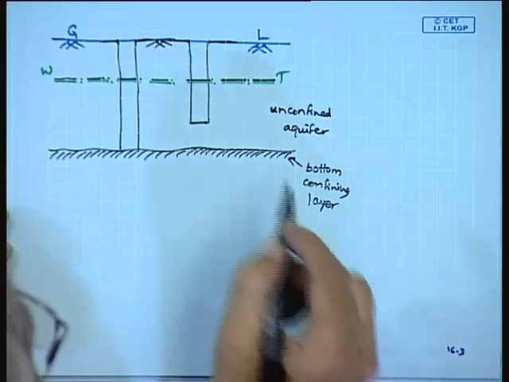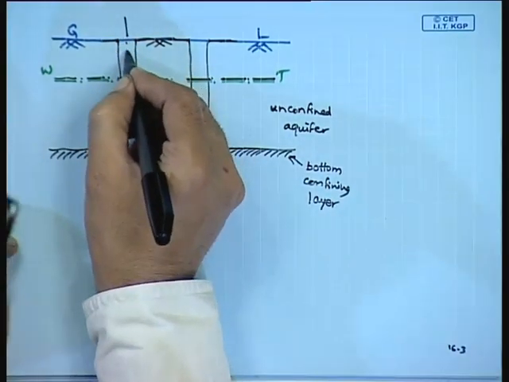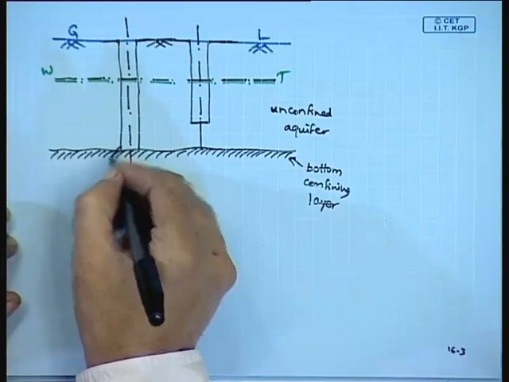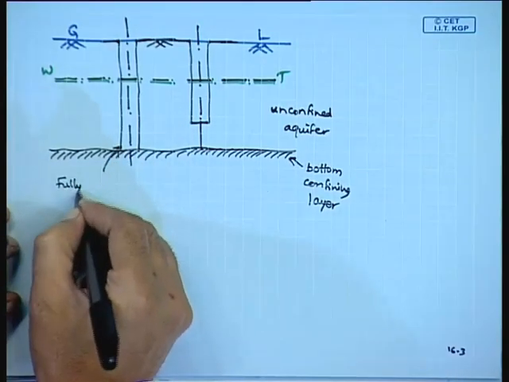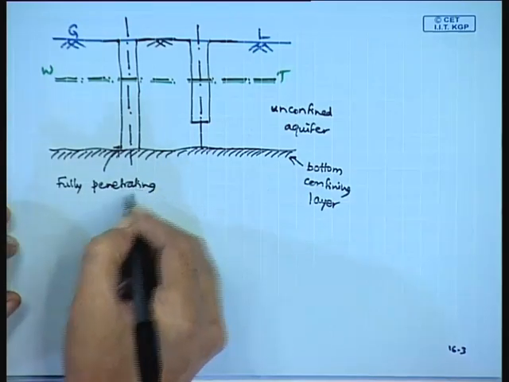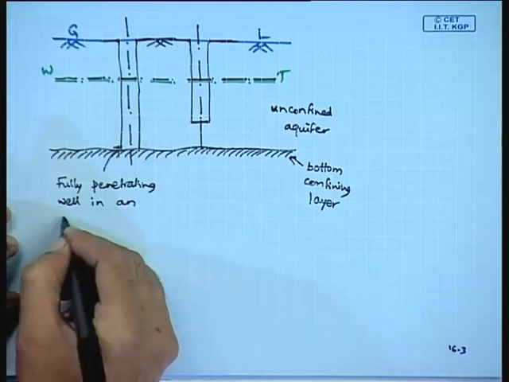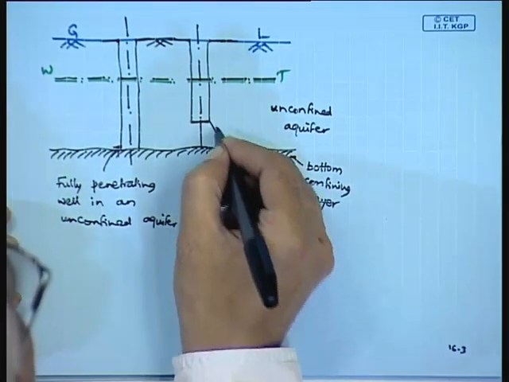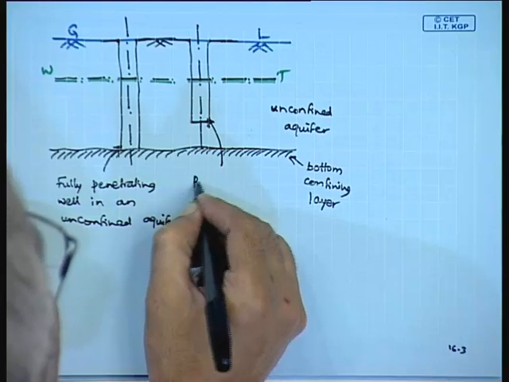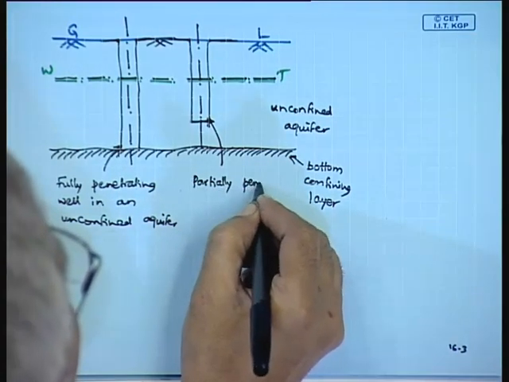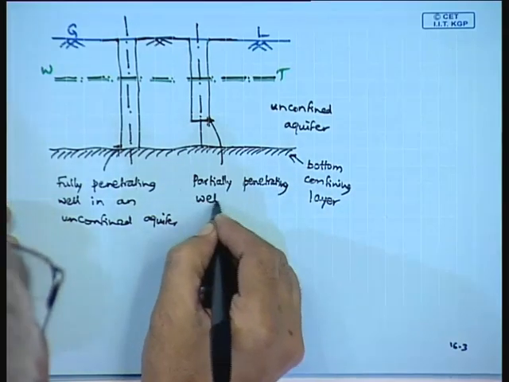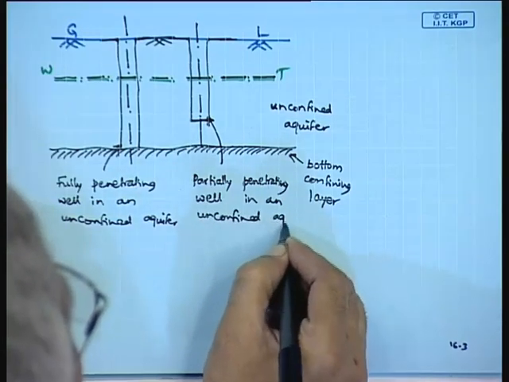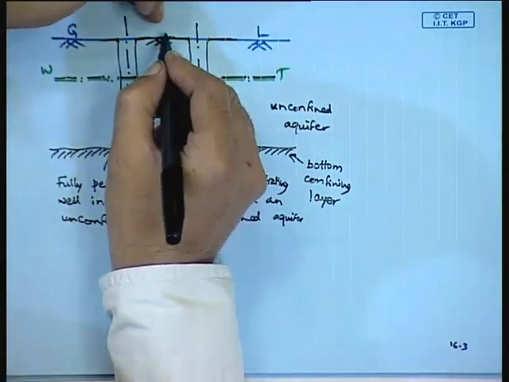And then similarly, this is a fully penetrating well in an unconfined aquifer, whereas this is a partially penetrating well in an unconfined aquifer. Let me show here with the break line.